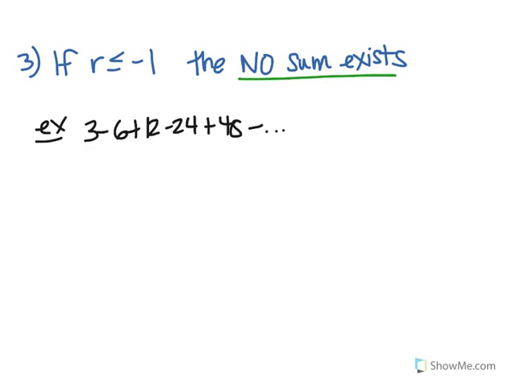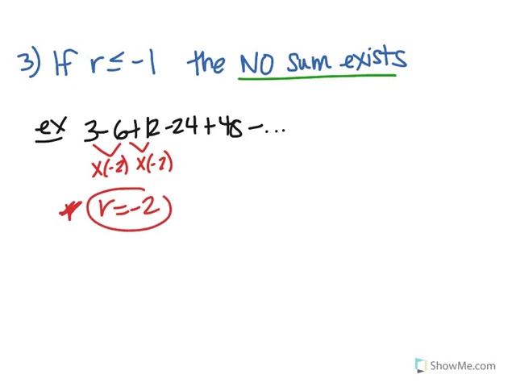So here's an example. I have the sequence 3, then negative 6. It looks like I'm multiplying by negative 2 to get from one term to the next. So since r is equal to negative 2, and negative 2 is less than or equal to negative 1, it's smaller. What this means is no sum exists. And I'm going to show you why.